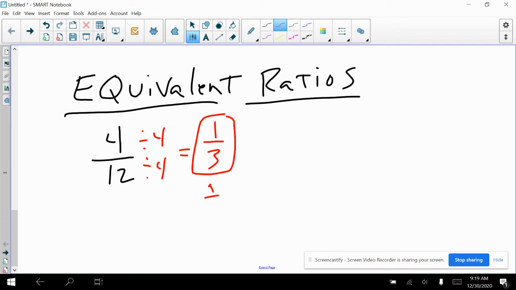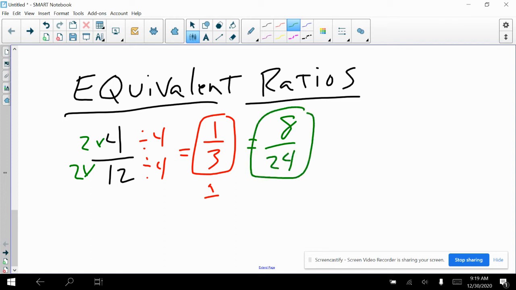If we needed another one, we could come back here. We could multiply by 2, right? And I highly recommend you multiply by 2s and 3s or divide by 2s, 3s, and 4s, whatever the numbers allow you to. So if we do that, then we can get 8/24ths. That would be an equivalent fraction, I'm sorry, an equivalent ratio.